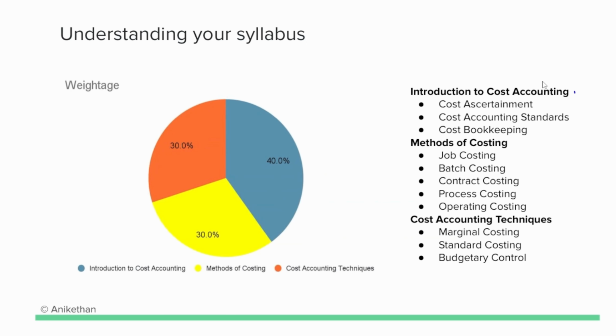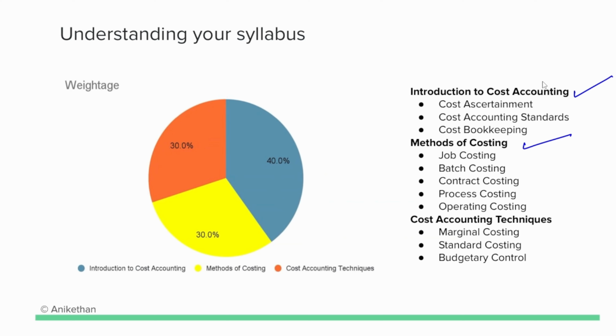So, first is the introduction, where you will learn what is cost ascertainment, how cost is recorded, how cost bookkeeping is done, what are the various cost accounting standards. In the second, you will learn different methods of costing, which are job, batch, contract, process, and operating. So, all these five are important.